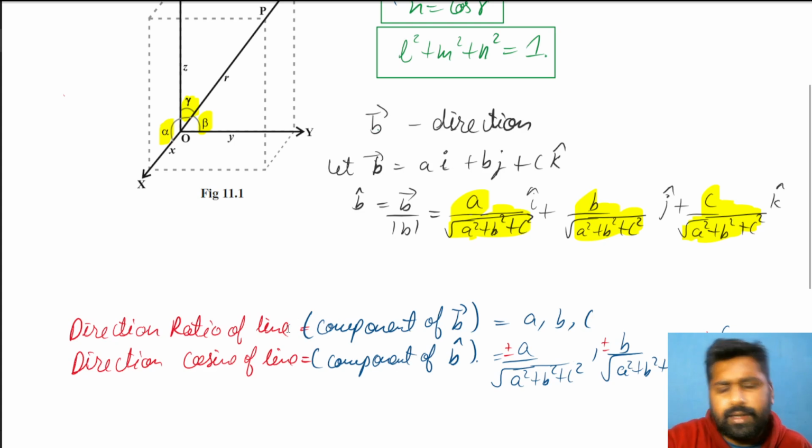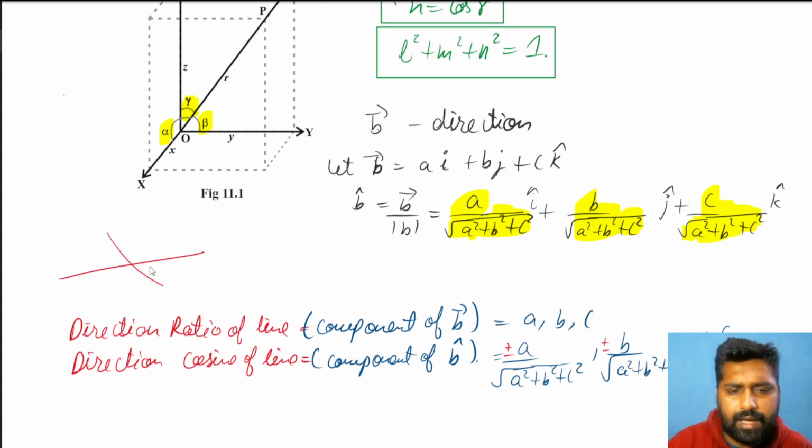Okay. The reason is that if you try to calculate the angle between any two lines, you will calculate one angle as alpha, the acute angle, and another one is pi minus alpha, that is the obtuse angle. So for the obtuse angle, your cos of that angle will come negative. That's why it is written plus minus. So don't emphasize too much on that.